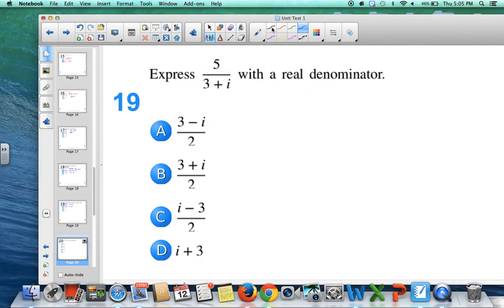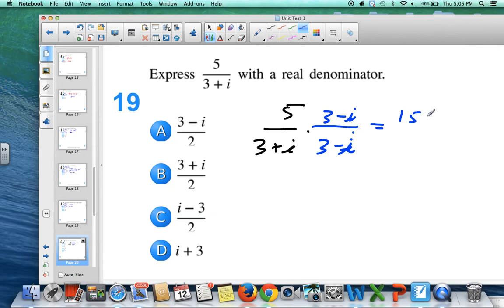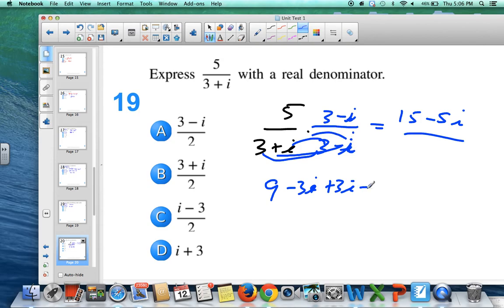So this one here, we're going to look at this as 5 over 3 plus i. We multiply top and bottom by the conjugate of the bottom, which is 3 minus i. So now the top of the fraction becomes 15 minus 5i. And the bottom of the fraction becomes 3 times 3, that's 9, minus 3i plus 3i, and then minus i squared. So that's going to be 9. These will cancel. And minus i squared is minus negative 1, which is plus 1, so over 10.